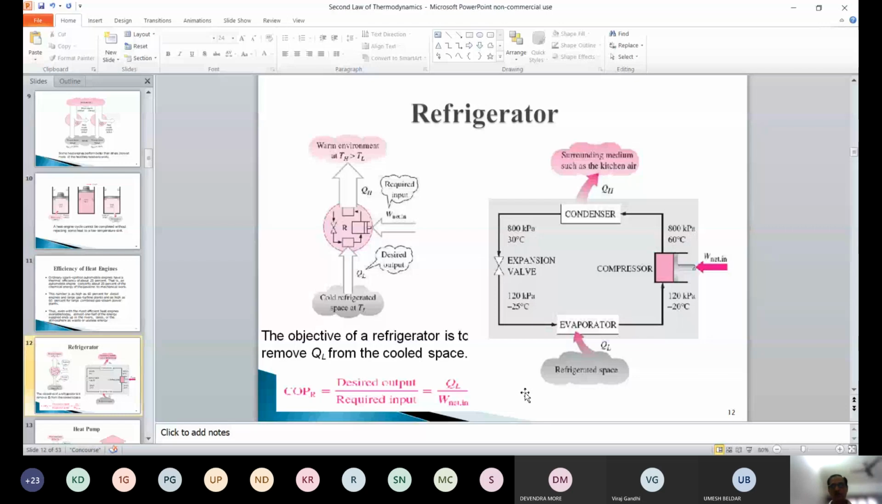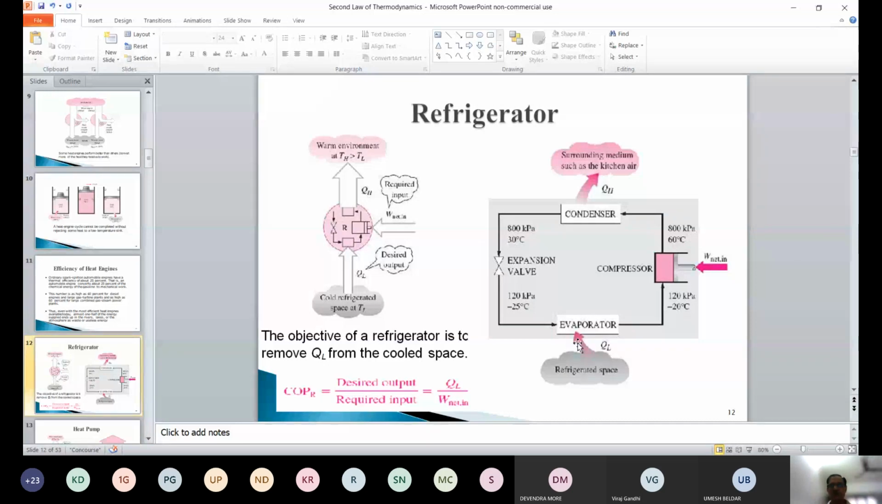Right? So if you look at this refrigerator, this evaporator is inside the refrigerator. That means the refrigerant is evaporated here. That means it takes the latent heat from inside the refrigerator, evaporates, and then it goes to a compressor. With the compressor, it is compressed.